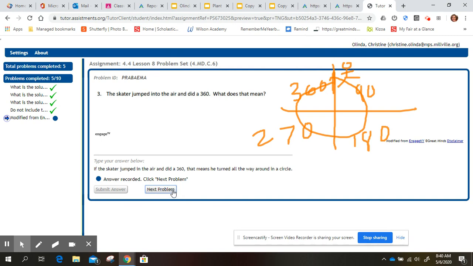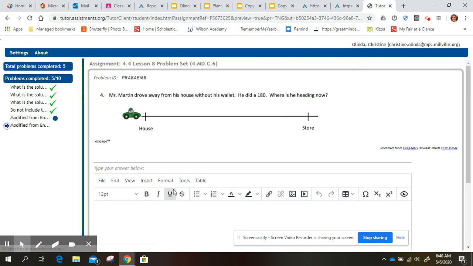It won't tell you if you get it right or wrong. You just have to click next problem. Mr. Martin drove away from his house without his wallet. He did a 180. Where is he heading now? Okay, let's think about that.